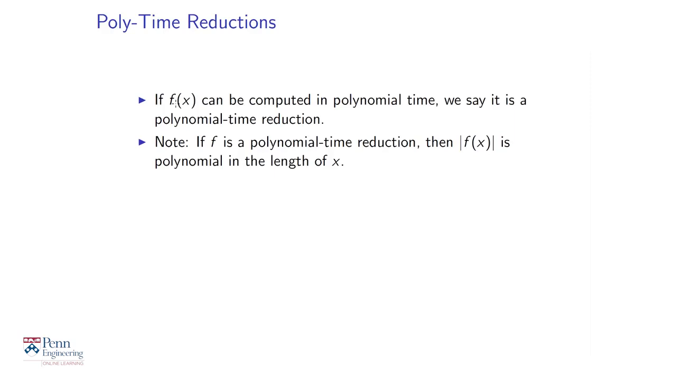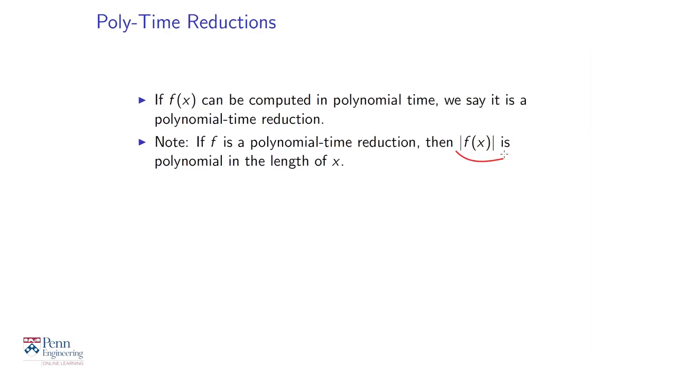Now, if the reduction can be computed in polynomial time, then it's a polynomial time reduction. Those are the ones that we will study. So basically, we should be able to reduce one problem to another efficiently. Otherwise, there's no point in doing the reduction. So we compute the reduction in polynomial time. That also means that the output produced by the reduction has to be only polynomial in the length of the input. So the input to B is not much longer than the input to A.